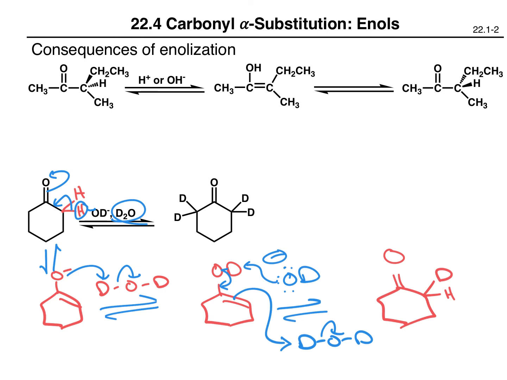a deuterium. So because this reaction is at equilibrium, this can keep happening, going forward and back, until eventually both of these are replaced by deuterium, and both of these hydrogens are also replaced by deuterium. So this compound could now be used in mechanistic studies, including enzyme investigations.